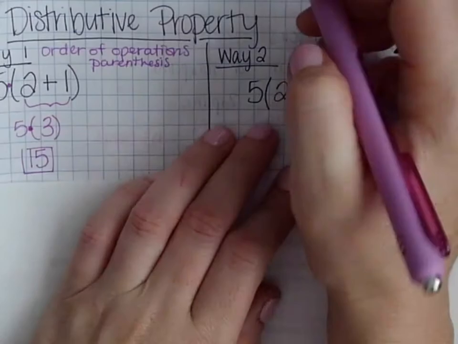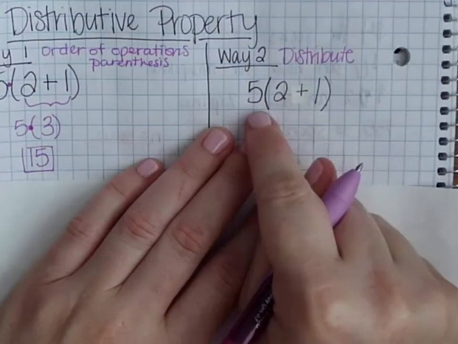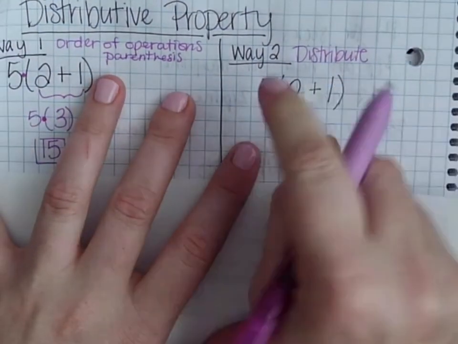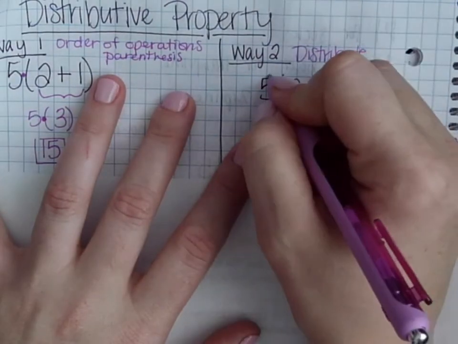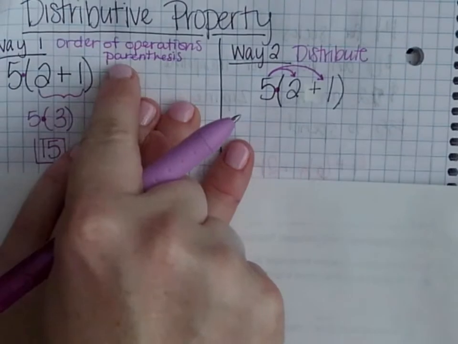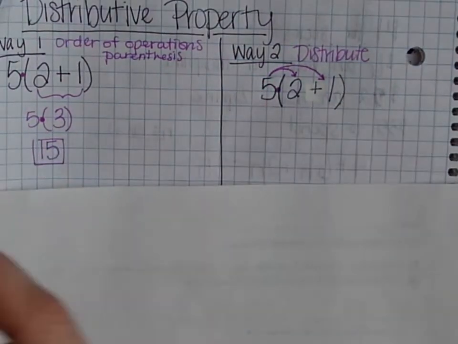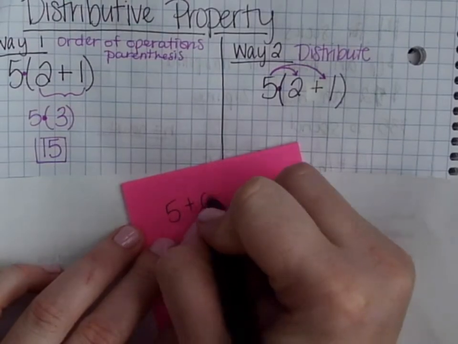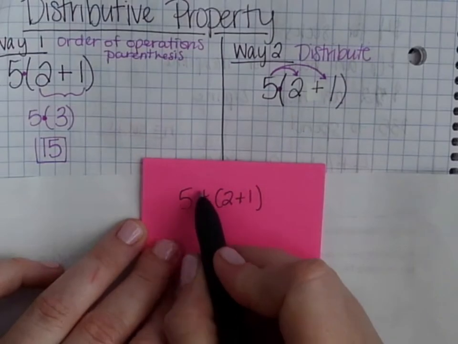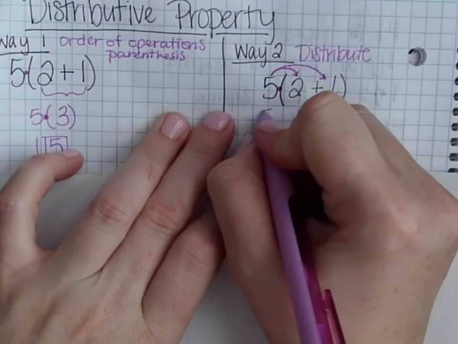Now let's look at this way 2. This is where I'm going to distribute. If I distribute 5 parentheses 2 plus 1, it's the same problem, but I'm going to do this a little bit differently. Since it's 5 times this parentheses, I can actually multiply this in. You've always been told to do what's inside of the parentheses first. Since this is 5 times the parentheses, and notice it's different than if it was 5 plus 2 plus 1. There's a difference. Since it's not 5 plus and it's 5 times, I can multiply into that parentheses. So I'm going to do it as 5 times 2.